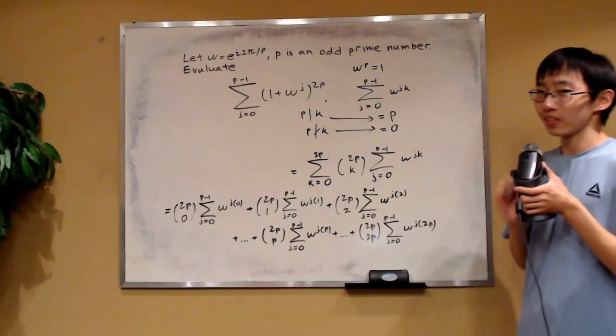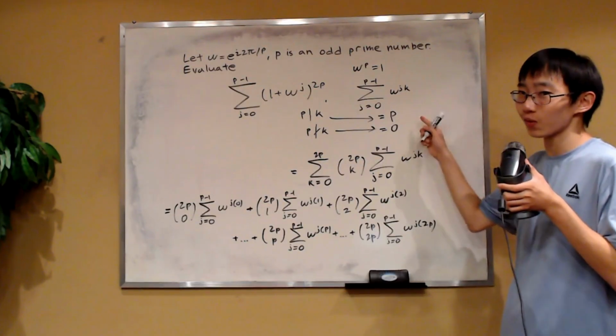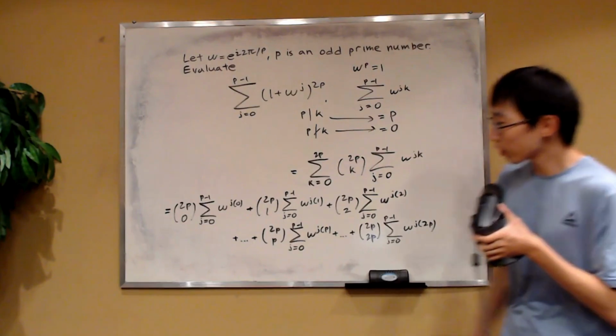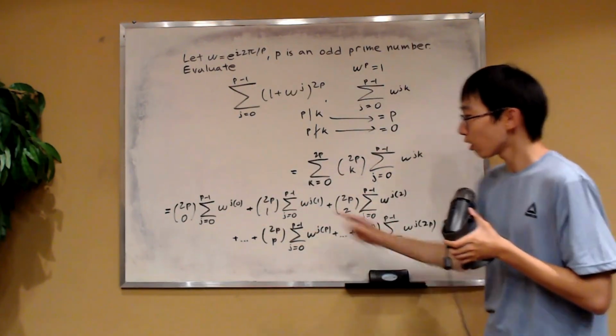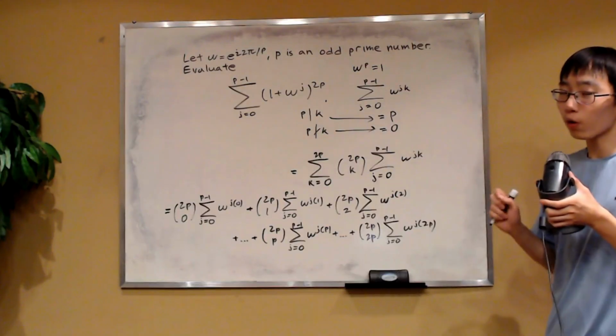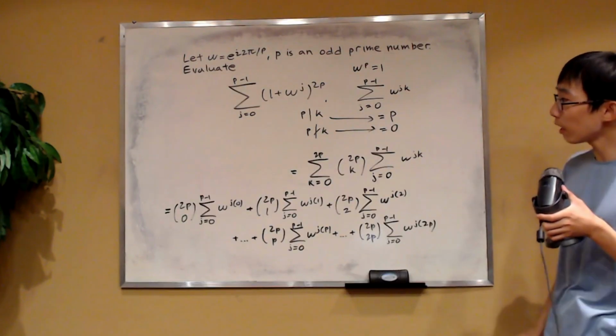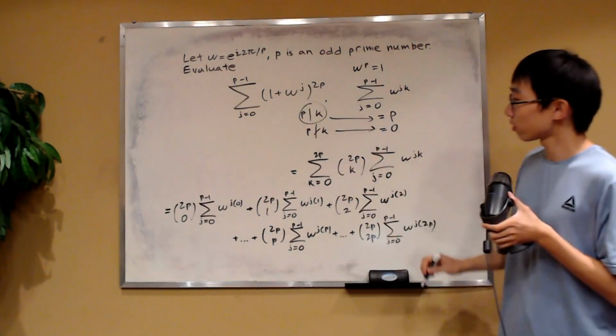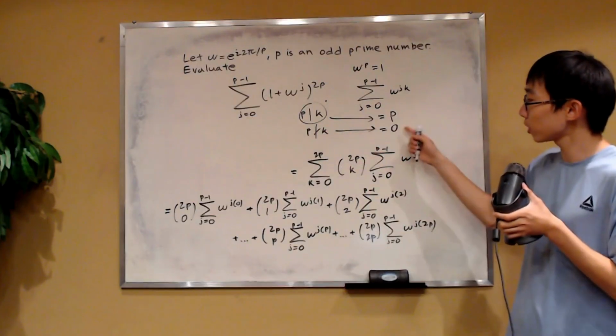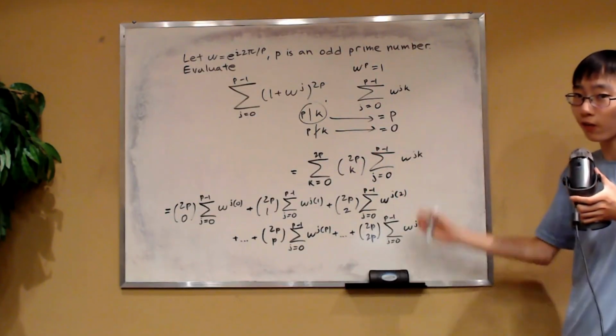Now, can you see why this is so useful? Well, that's because all of these terms that I've written will only have a non-zero value if p divides k. If p does not divide k, then the summation is 0, and so the term won't have any value.